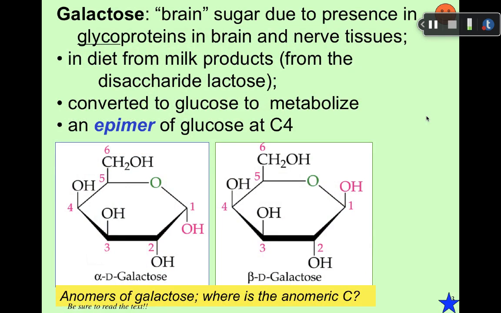Another simple monosaccharide that is important to know because of its occurrence in a disaccharide is galactose. Galactose is known as brain sugar because of its association with the glycoproteins that we'll talk about later. Glyco means sugar, and glycoproteins found in brain and nerve tissues tend to include galactose. It is also important because it's in your diet from milk products. It is one half of the disaccharide lactose. So in order to recognize lactose, it helps to recognize galactose. Notice the overlap in the names.